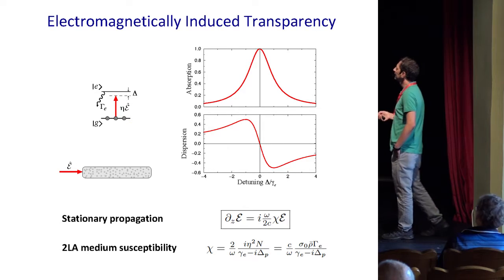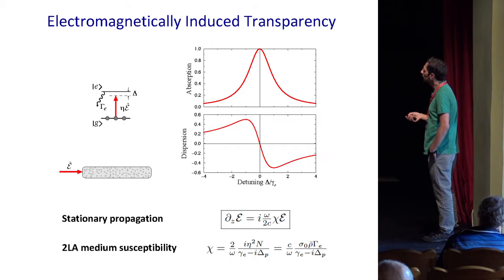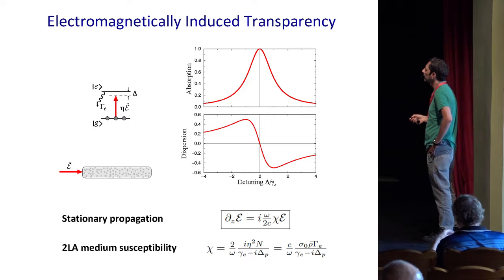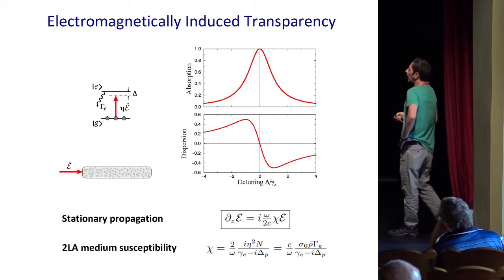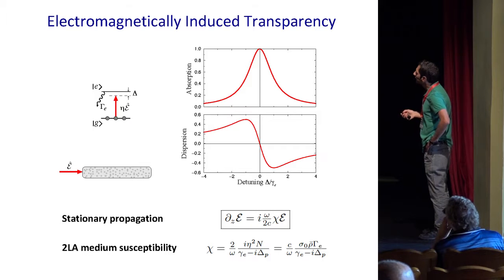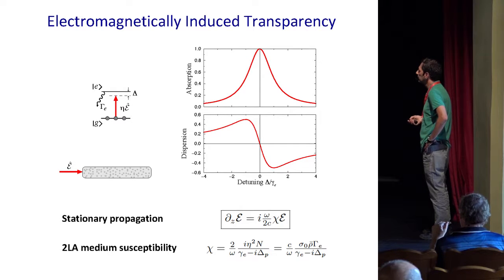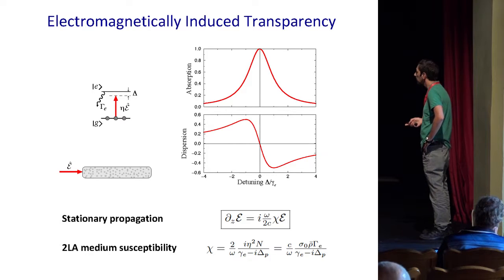So let me remind you again, on 1 or 2 slides, what is EIT. If you have an atomic ensemble, many atoms, and you drive these atoms by a resonant laser, or you probe these atoms by a resonant laser, then you have this absorption profile for a laser, which is a Lorentzian, of course. So the medium susceptibility looks like this. The imaginary part of this is a Lorentzian.